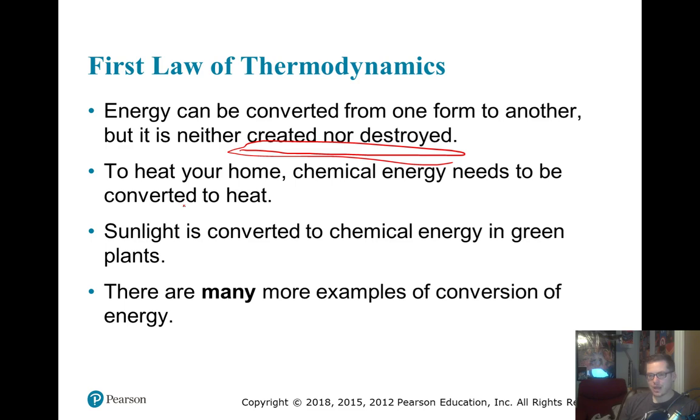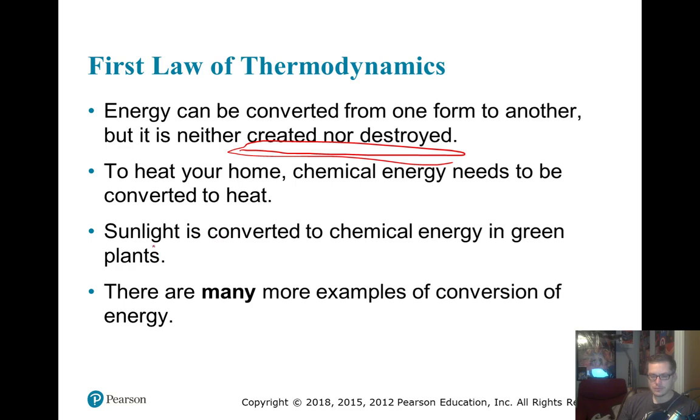More than likely, most of the houses around here use natural gas furnaces, so the furnace actually burns the natural gas. Natural gas releases heat. It's an exothermic reaction. As it releases heat, the fan blows the hot air around the house. So it's converting the chemical potential energy of the natural gas molecules themselves into heat.